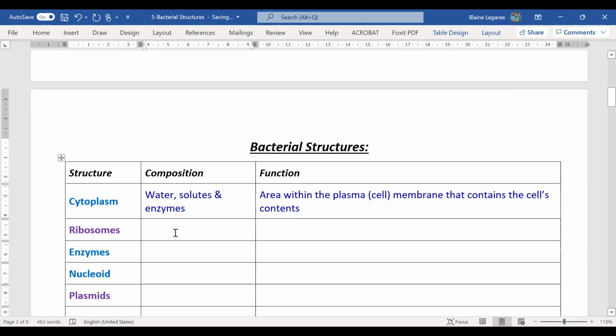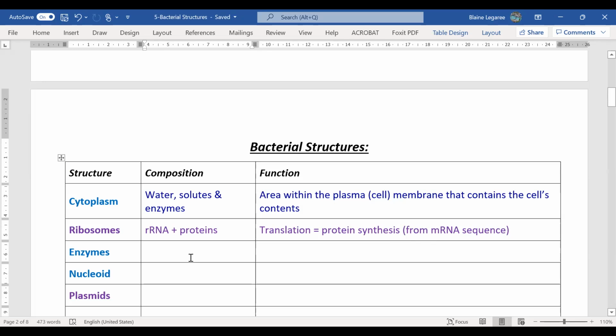What are ribosomes made of? Ribosomes are made out of ribosomal RNAs, that's what the little r is for, plus proteins. And what do ribosomes do? Ribosomes are the site of translation. So translation is protein synthesis, and this is from a messenger RNA sequence. Like I said, we're going to talk a lot about translation later on in the semester. We have a whole unit on translation.